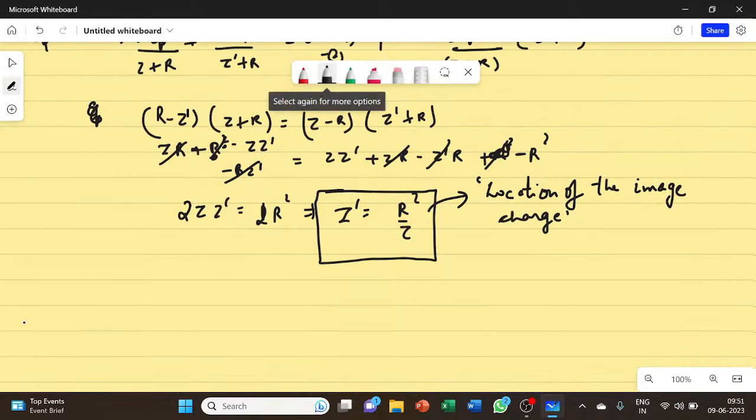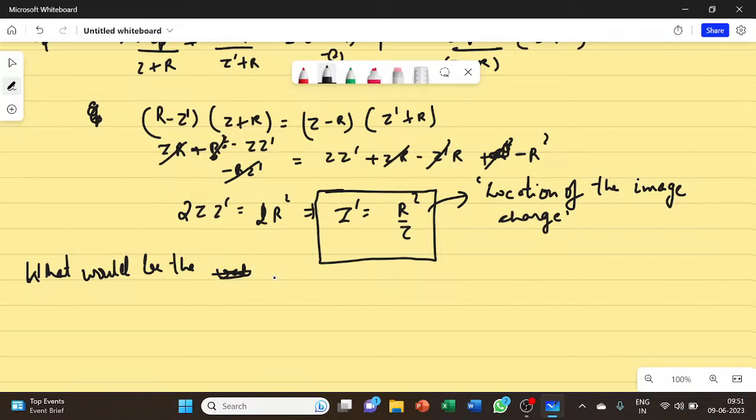Okay. Now one wants to find what would be the value of the image charge, or what would be the magnitude of the charge. We want to find what would be the image charge.